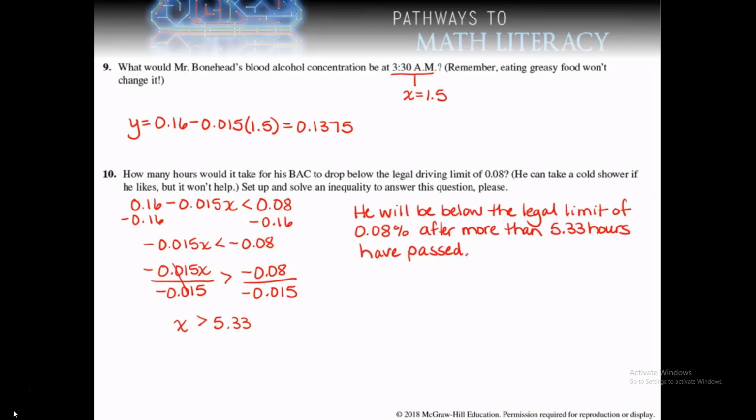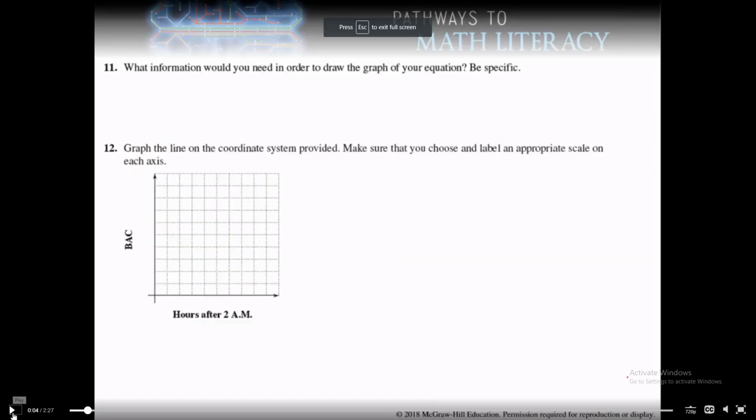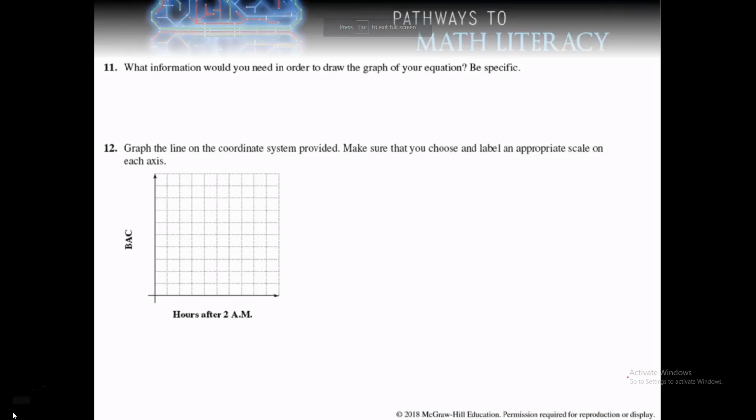We're still looking at the BAC equation, and in question 11 it asks, what information would you need in order to draw the graph of your equation? Well, you would either need to know 2 points on that line that you could plot and then connect, or you need to know 1 point and the slope. So then in 12, we'll use either 2 points off of the table or the y-intercept and the slope to graph the line on the coordinate system.